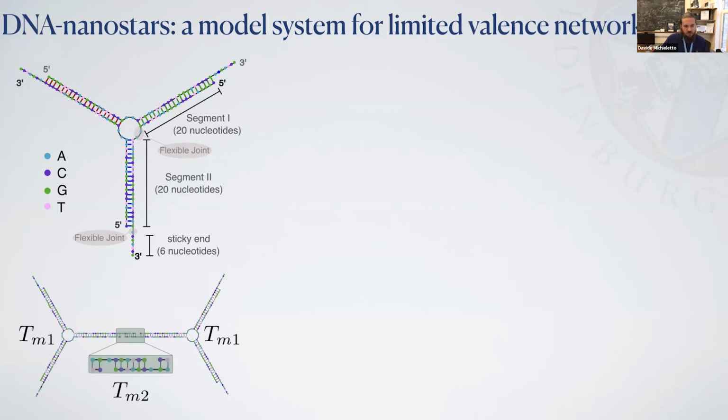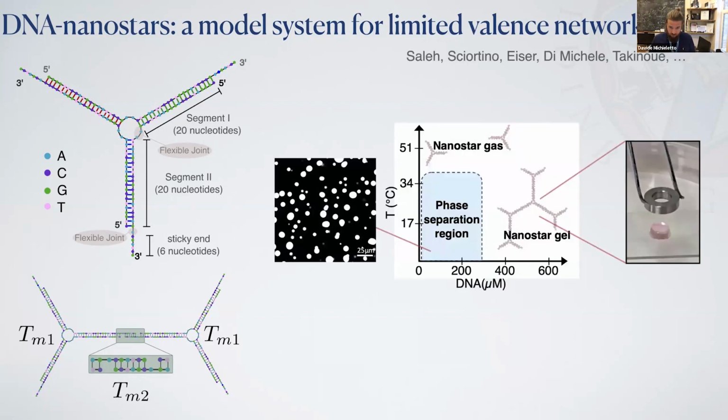Okay. And so what happens is that if we lower the temperature of the system to a low enough temperature, 2 sticky ends, because they are self-complementary, will stick together. And below this Tm2, which is the melting temperature for the sticky end, that connection between 2 stars is relatively stable.